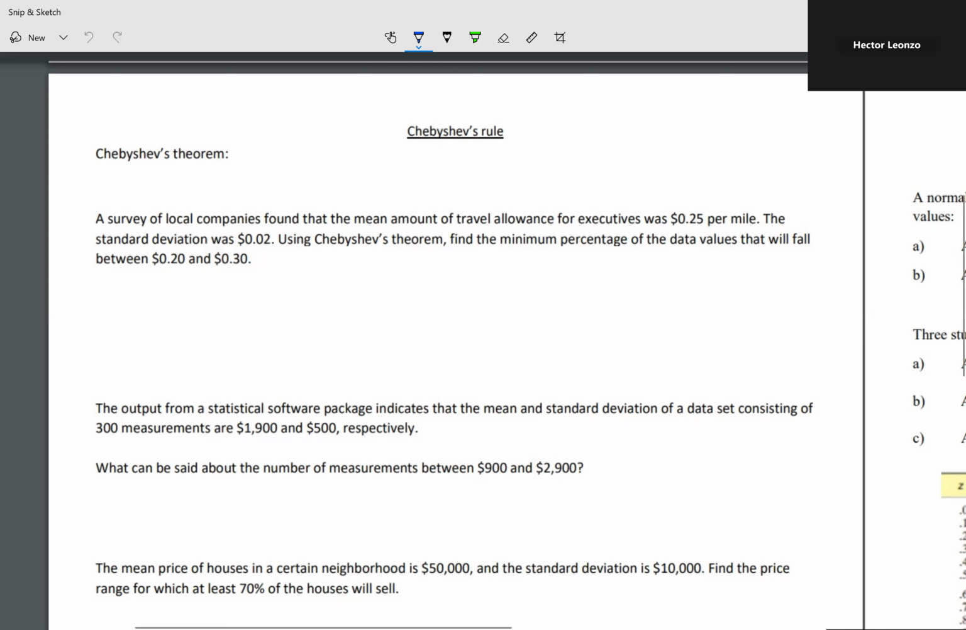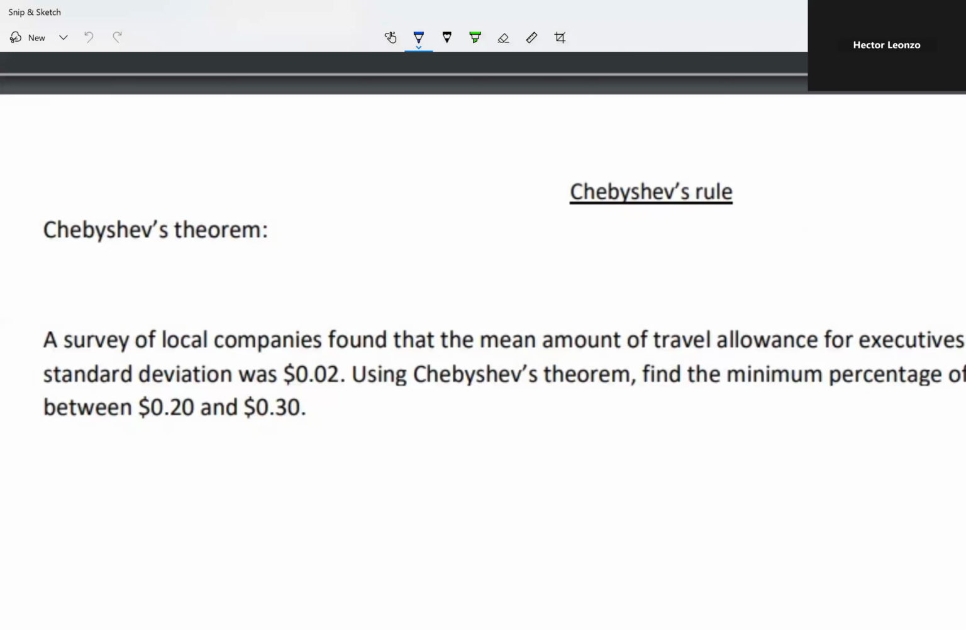But what if I don't move the entire standard deviation? What if I only move part of it? Chebyshev created a theorem, and the theorem we're going to be using for the Chebyshev rule is going to be that at least, they're going to give us the percentages.